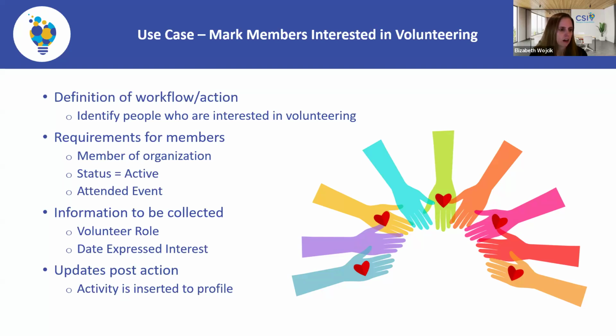Obviously they're members of my organization, they're active, and maybe they even attended the event that we just held. Then I'm going to ask what role they are interested in, and what date they expressed that interest. On the previous action, we just updated status and stored that date and reason. But in this case, I'm going to actually insert an activity in Timus. So let's take a look and see what that looks like.